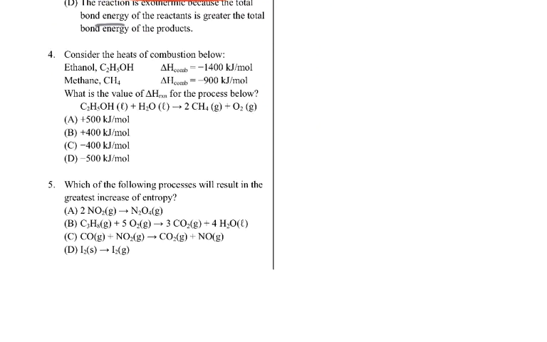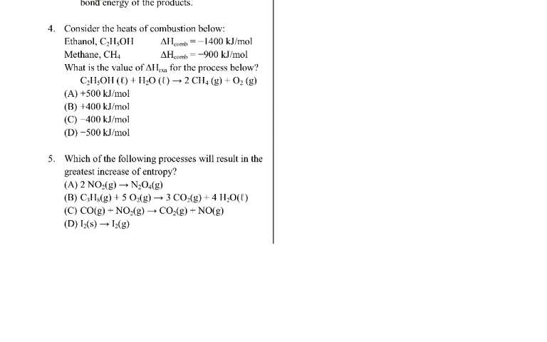Number 4, consider the heats of combustion below. What is the value of the delta H of reaction for the process below? Well, we have heats of combustion. Now, combustion implies the reaction where we have C2H5OH and add oxygen to it, and it turns into CO2 and H2O.